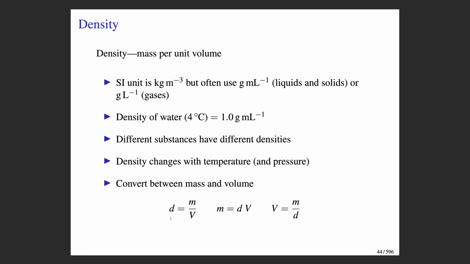So you can use this formula to calculate the density. You measure the mass of your sample and divide it by the measured volume of the sample, and that's going to give you the density. Now, you can also rearrange this equation in different ways.